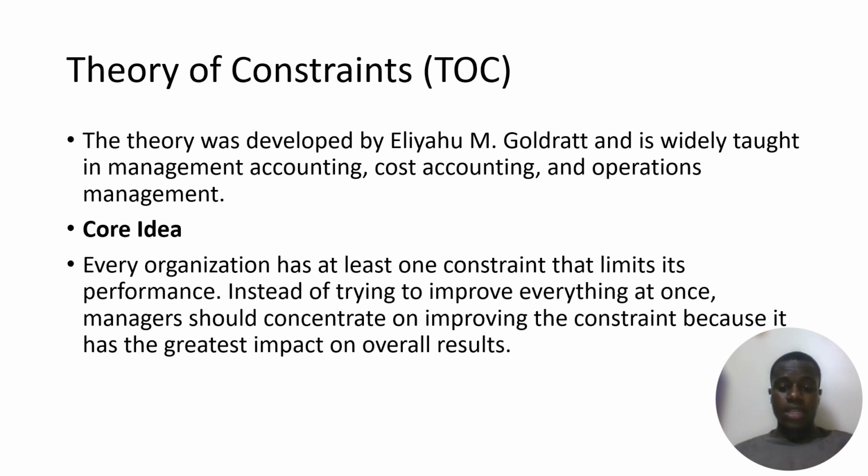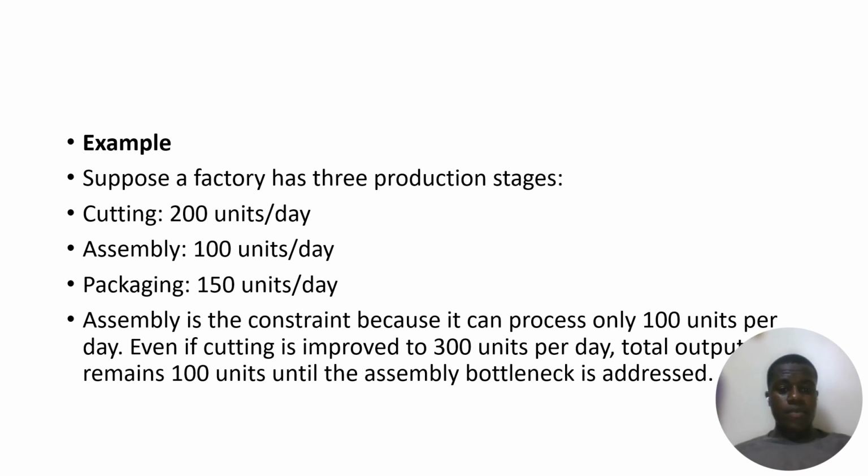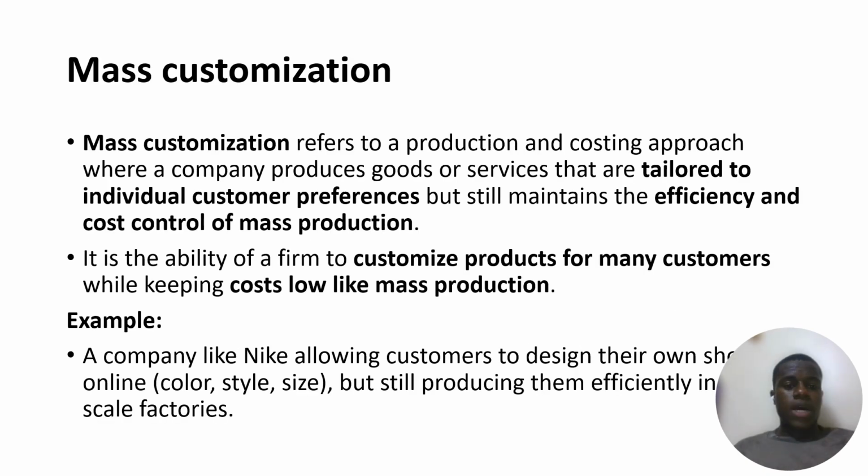Instead of trying to improve everything at once, managers should concentrate on improving their constraint because it has the greatest impact on overall results. For example, suppose a factory has three production stages: cutting 200 units per day, assembly 100 units per day, packaging 150 units per day. Assembly is the constraint because it can process only 100 units per day. Even if cutting is improved to 300 units per day, total output remains 100 units until the assembly bottleneck is addressed. So mass customization is the next contemporary technique.